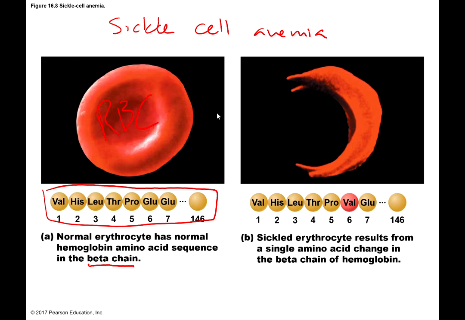In people with sickle cell anemia, their beta hemoglobin gene has a mutation to where in the number 6 spot, that glutamic acid becomes a valine. And that single amino acid change is enough to make that hemoglobin start to behave strangely, to where it causes the red blood cell to become a sickle shape.